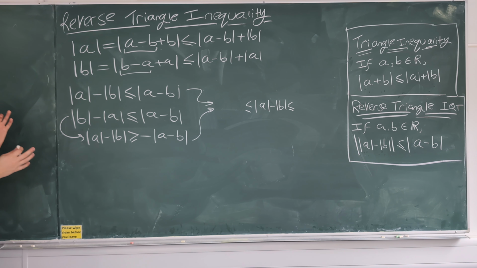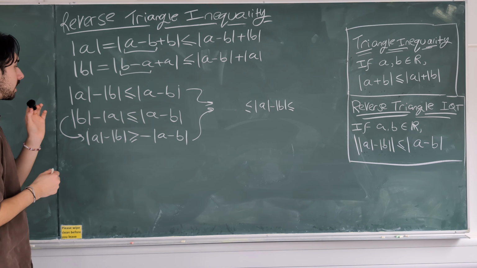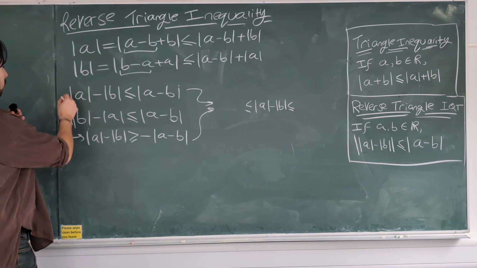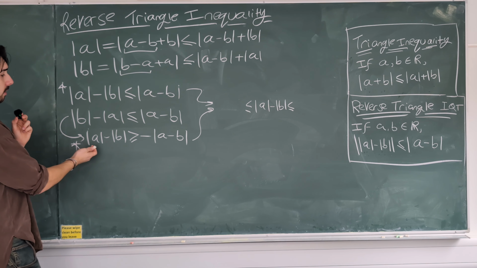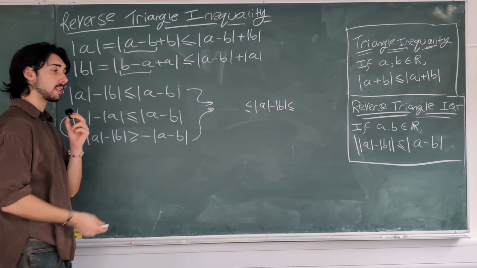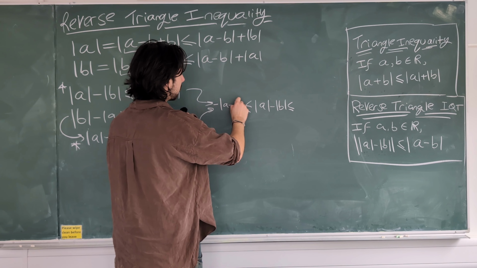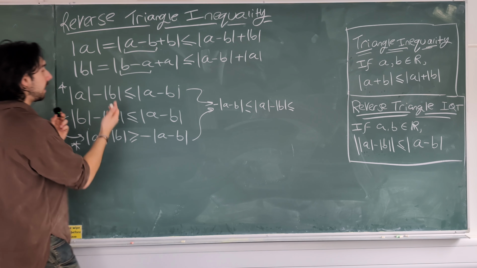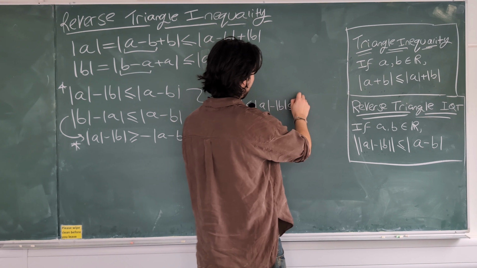And this is really, really useful. It's the same technique that we used in deriving the original triangle inequality. What are we able to say based off of this line here and this line here? We can see that the absolute value of a minus the absolute value of b is bigger than or equal to minus the absolute value of a minus b. So I can go minus absolute value a minus b like that, but it's less than or equal to just the absolute value of a minus b like this.